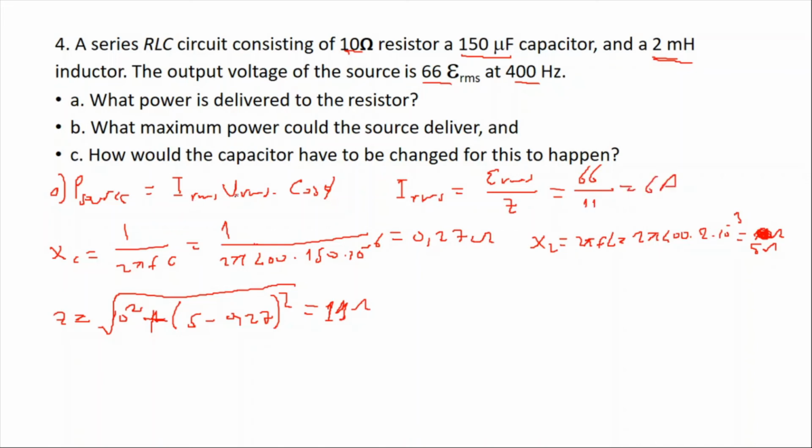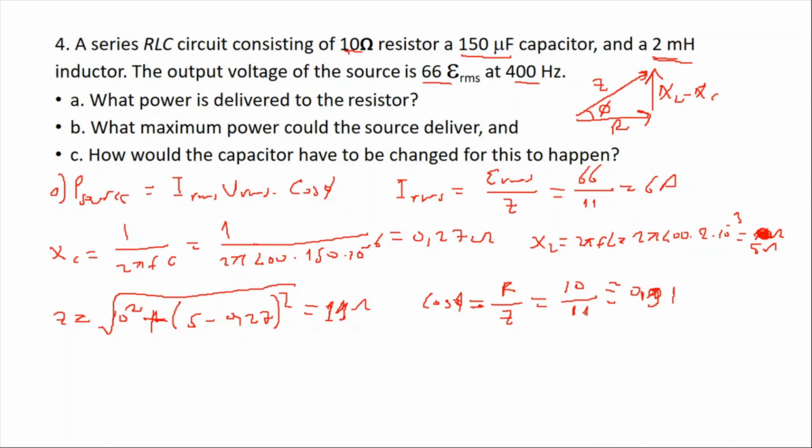Now we know I RMS, we know V RMS. We need to find the cosine phi. Cosine phi, remember again from our previous calculations, was equal to R over Z. This comes from this diagram. This is R, and here is the XL minus XC, and this is Z. So this is the phi. Cosine phi is R over Z. We know R is equal to 10 and Z is equal to 11. It will give us approximately 0.9091.